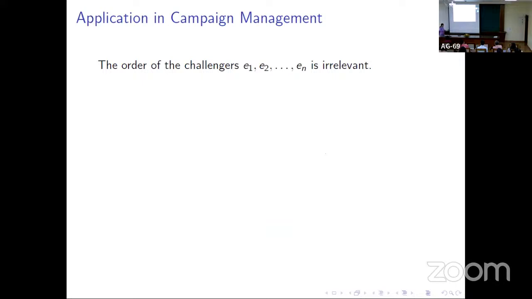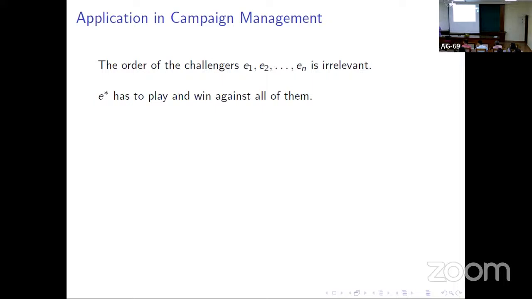Before moving to the technical part, I just want to mention one application in campaign management. As you have noticed, the order of the challenges in this problem that we are considering is irrelevant.